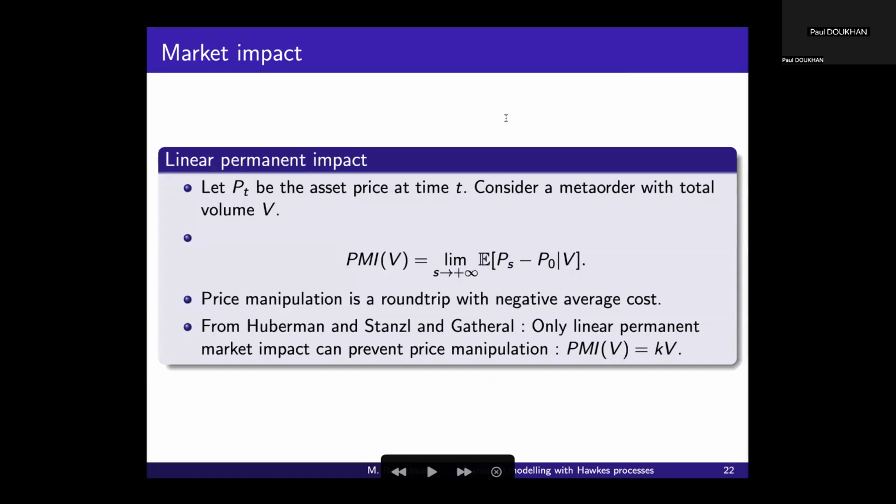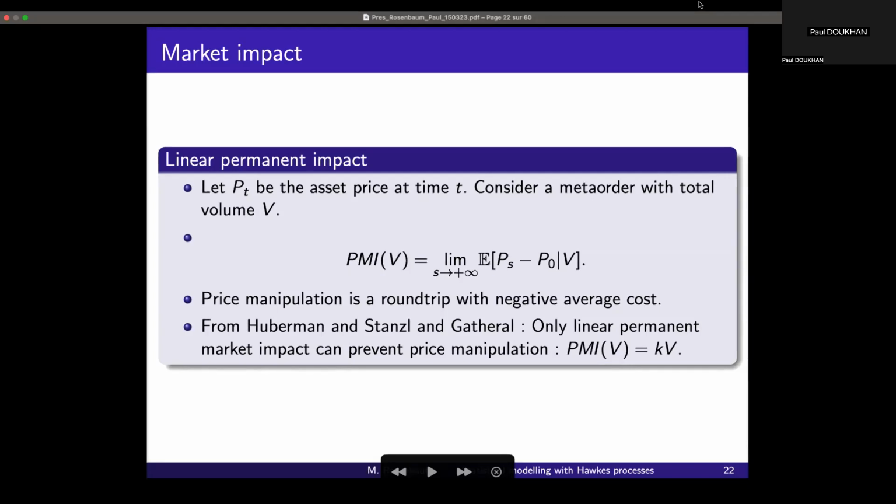And you have a simple result that tells you that if your market is efficient, in a statistical way, which means that you cannot make money by buying, pushing the price up, then selling, pushing the price down, buying, pushing the price up, selling, pushing the price down, then your permanent market impact should be linear. And actually, this is kind of obvious because it's just saying that it should be the same effect. Buying 50 million shares in 8 hours should have the same effect as buying 25 million shares in 4 hours and 25 million shares in the next 4 hours. So the permanent market impact should be linear.